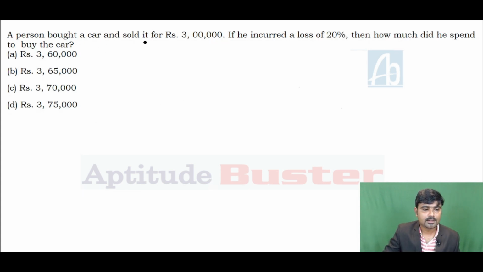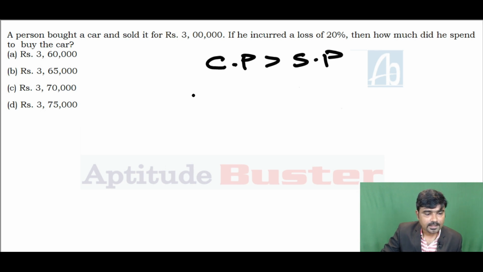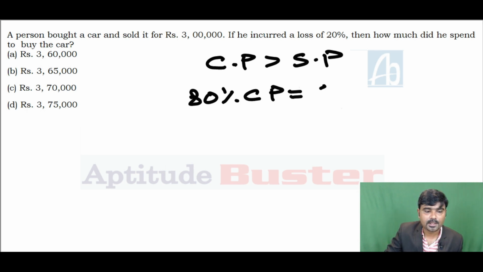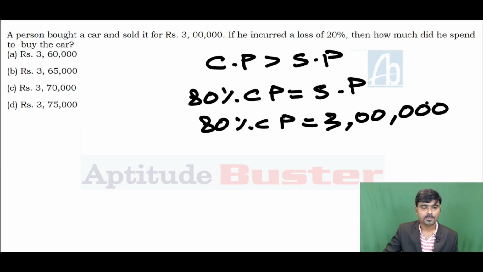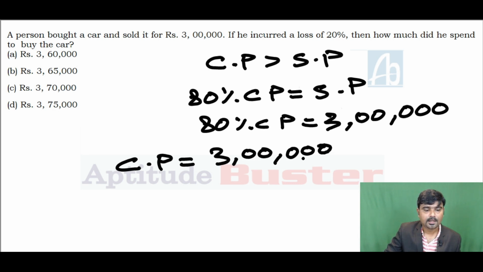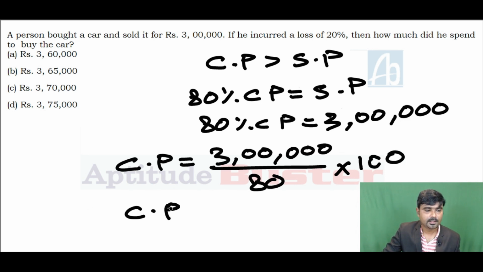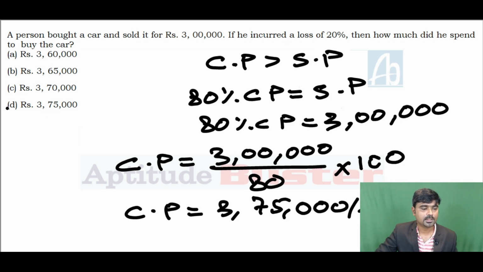A person bought a car and sold it for 3 lakhs. If he incurred a loss of 20%, then how much did he spend to buy the car? That's the simplest question. Here the cost price is more than the selling price. Am I right? Okay, here 80% of the cost price is equal to the selling price. 80% of the cost price is equal to 3 lakhs. It is given the selling price is 3 lakhs. We need to find out the cost price. Cost price is equal to 3 lakhs divided by 80 into 100. That will give you cost price equal to 3,75,000. That's the simplest question. So the answer for this question is D.